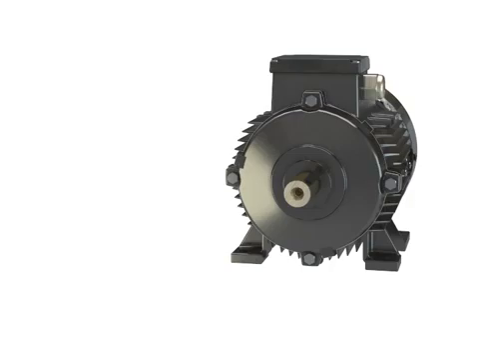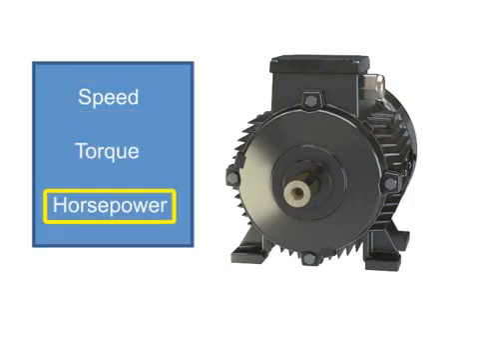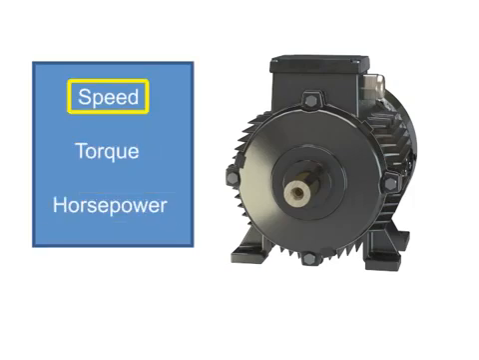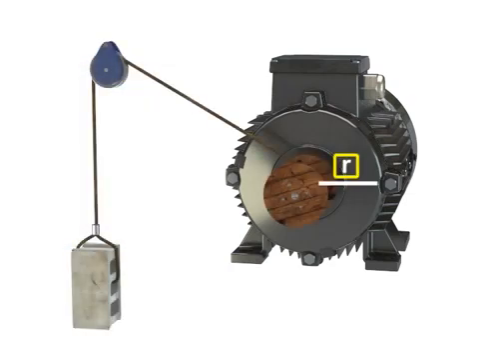The three factors that determine the type of work a motor can produce are speed, torque, and horsepower. Speed is defined as how fast the motor performs its work. For example, a shaft can rotate slowly or quickly. The typical units of measurement for rotational motor speed are revolutions per minute or RPM.